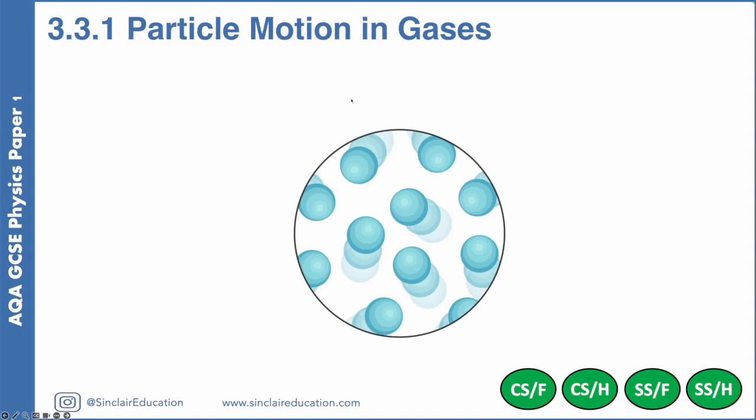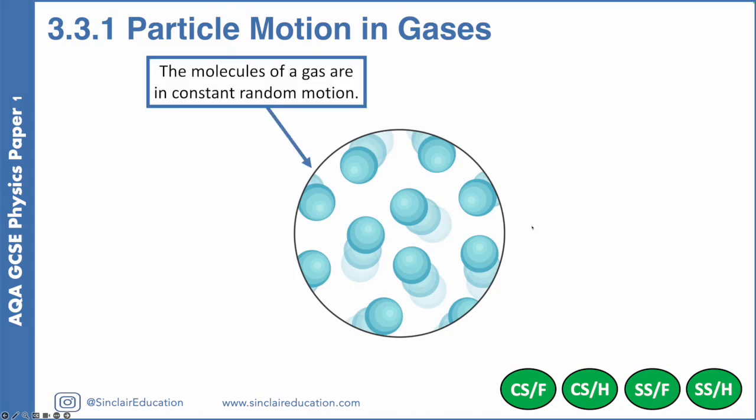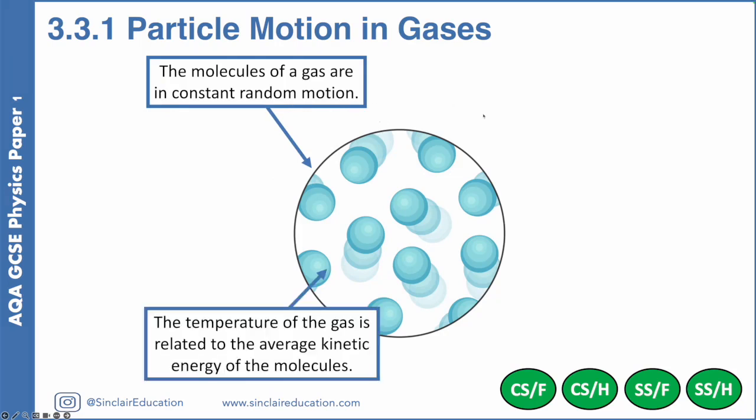Moving on to particle motion. Particles in a gas we know are arranged randomly and they move apart at different speeds and in different directions. So the molecules of a gas are in constant random motion, and that word random refers to both the direction that they're travelling in and the speed. But the temperature of the gas is linked to its average kinetic energy. So if these particles are moving faster, we're going to tend to mean that the temperature of the gas is higher. So higher temperature, the particles of the gas will have more kinetic energy, they'll move around faster.